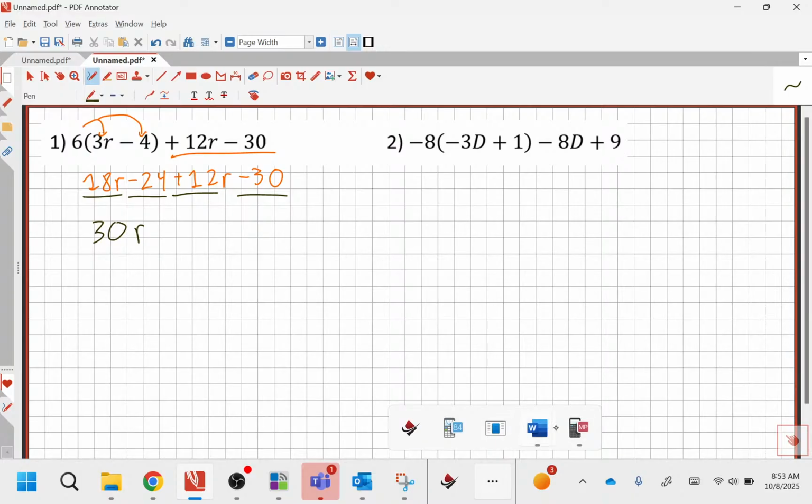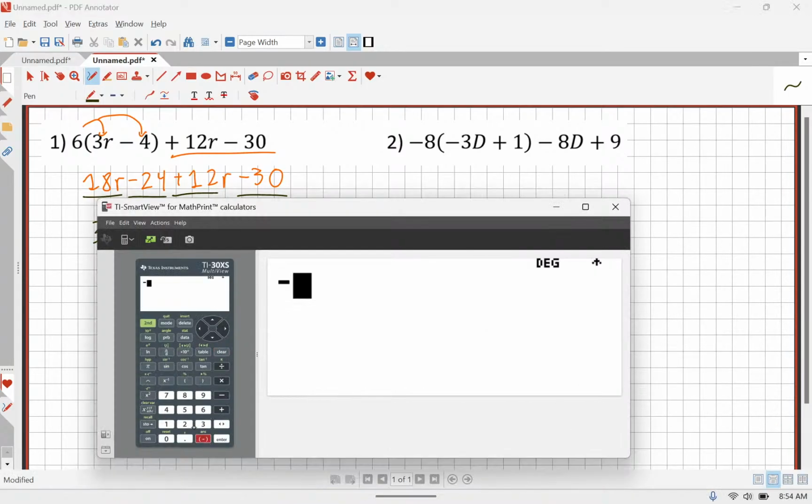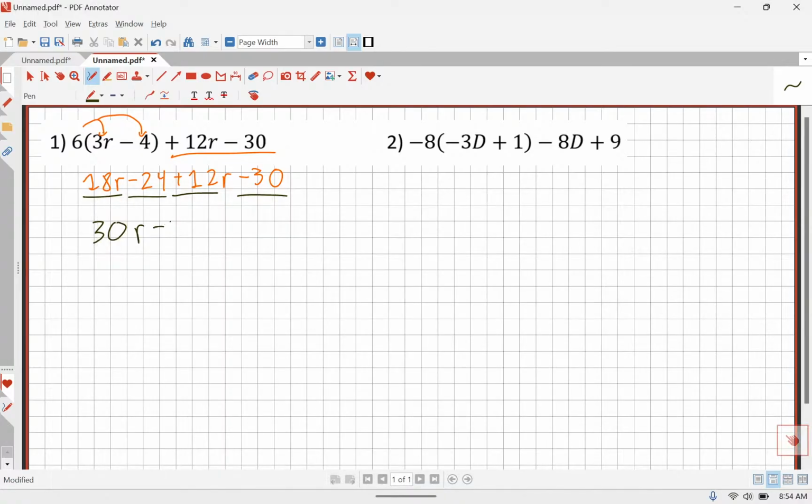And honestly, I'm going to get my calculator. Negative 24 minus 30 is negative 54. So this becomes 30R minus 54. How many of us either got that or see how we got that and aren't too worried? You guys feel like you can manage that? Good, good, good. I'd love to see it.